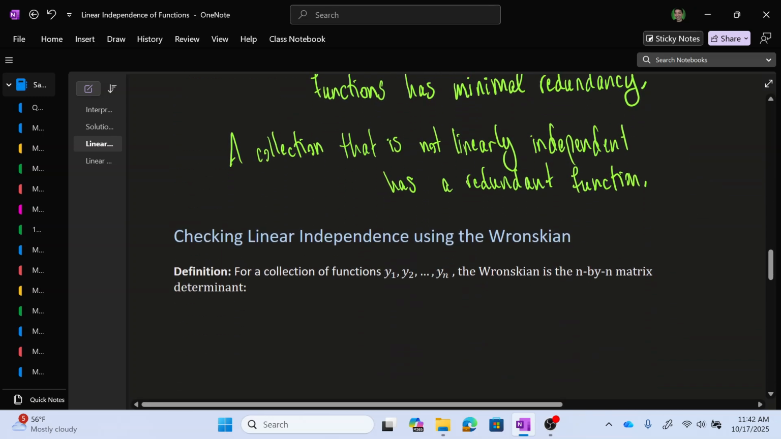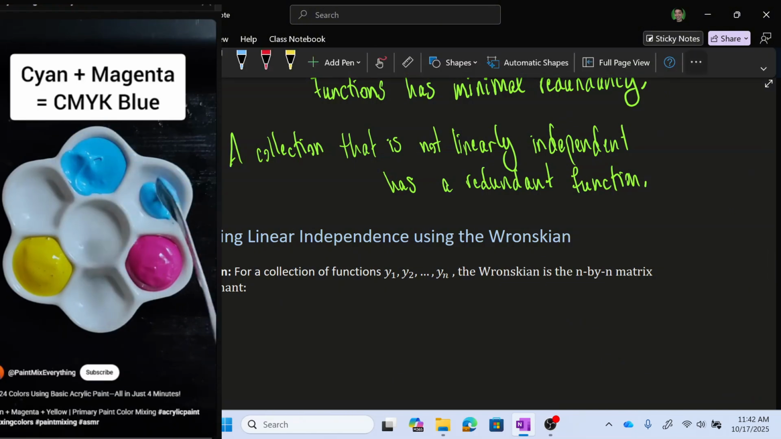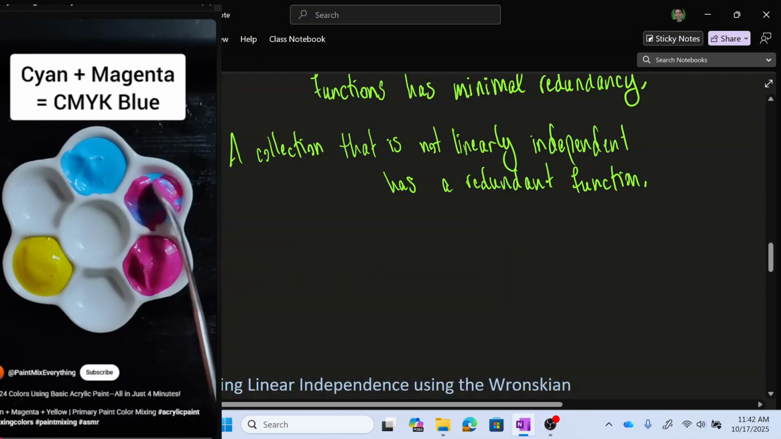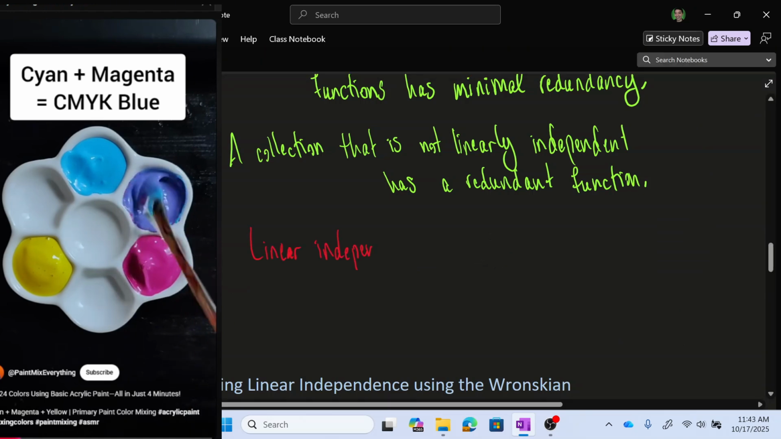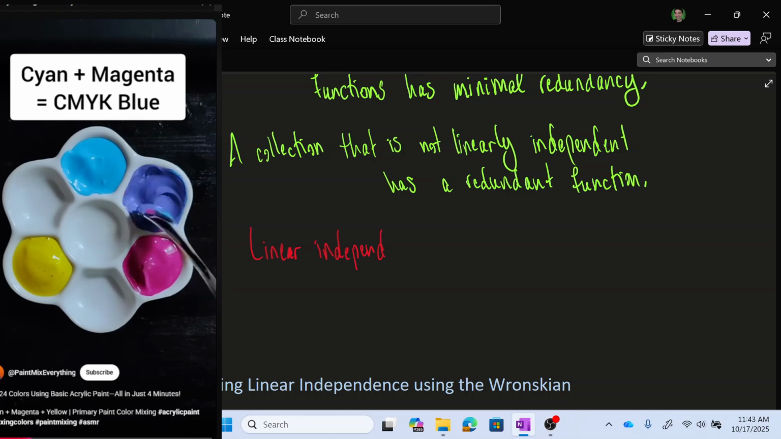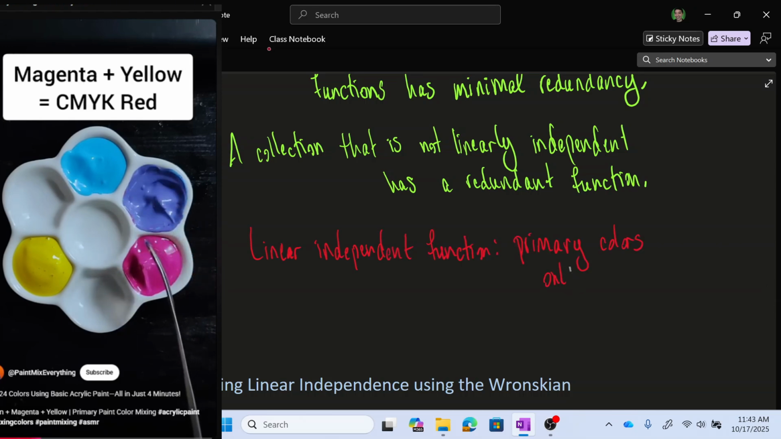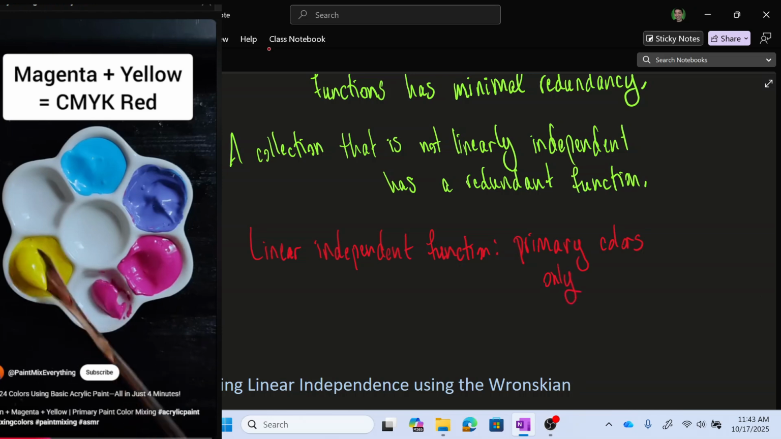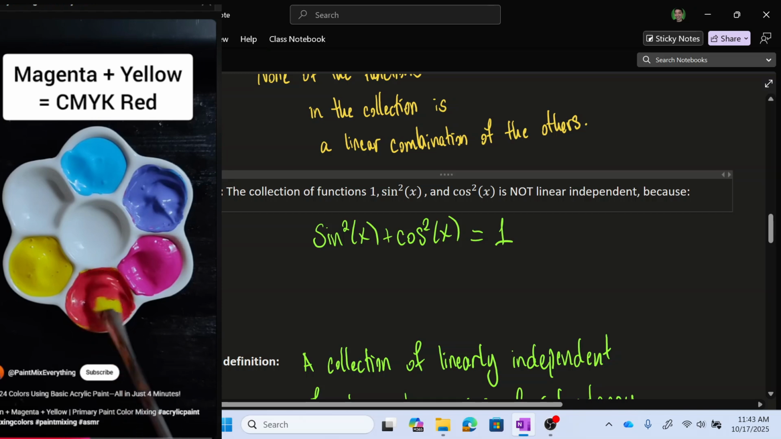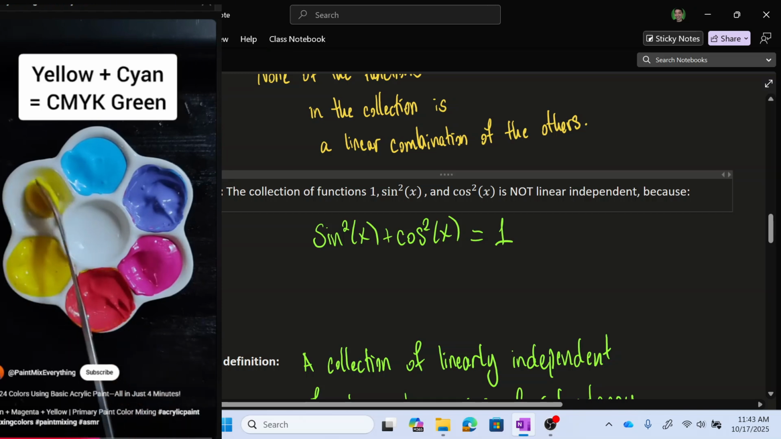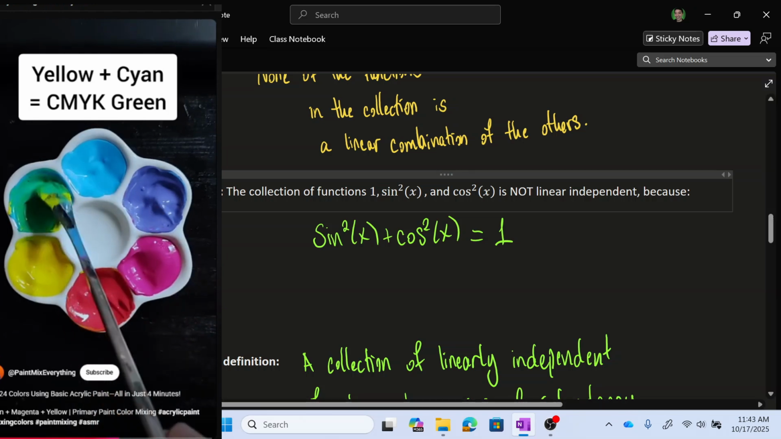So the way that I like to think about it is kind of like when you're mixing colors for painting. When you have a linearly independent collection of functions, that's kind of like having all primary colors. You don't have any colors in your collection that you can create by mixing the other colors in your palette. Here, I can create one by mixing together sine and cosine. So this collection, as it stands, has a color in it that's not a primary color. It's a secondary color that can be found by mixing together the other two.